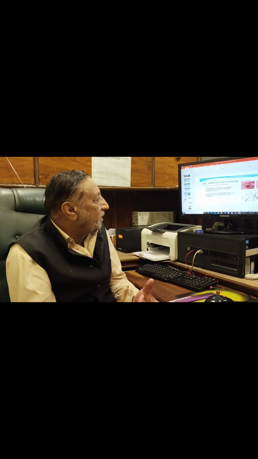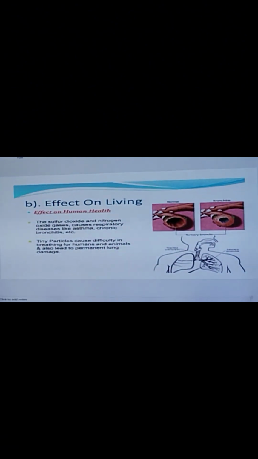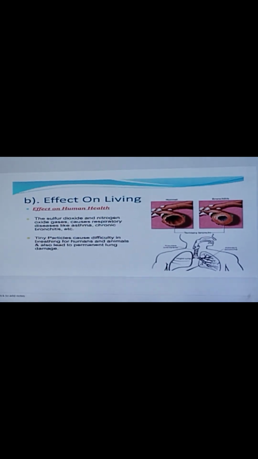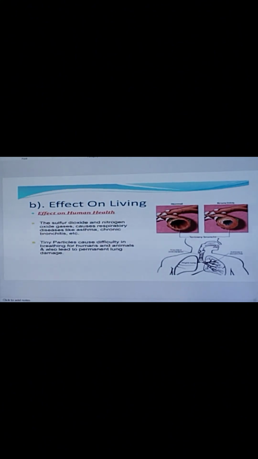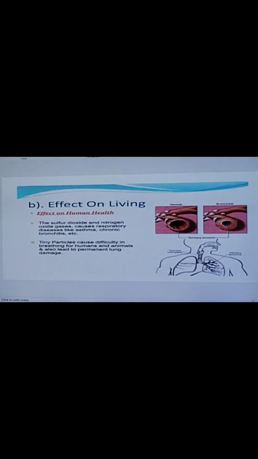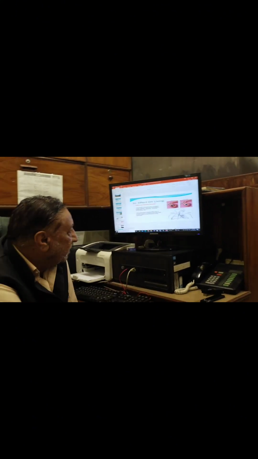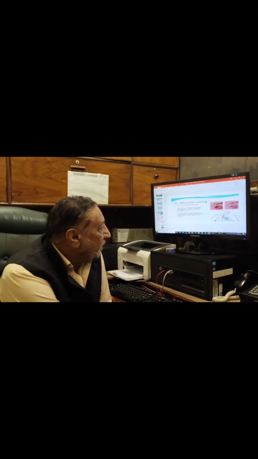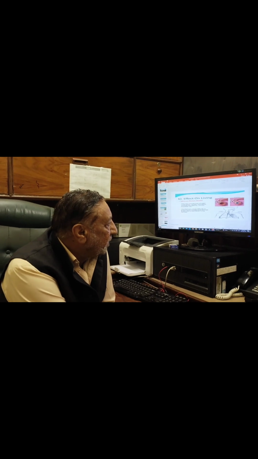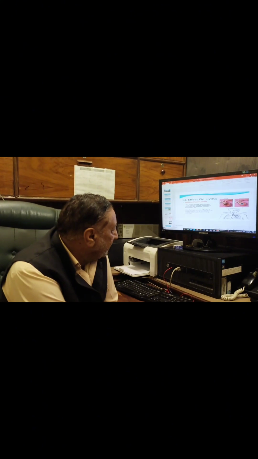Then the effect on the living thing, that is important, and that is, I think, the end of my presentation. Effect on human health: sulfur dioxide and nitrogen oxide gases cause respiratory diseases like asthma and chronic bronchitis. So asthma and chronic bronchitis, the particles cause difficulty in breathing for humans and animals and also lead to permanent lung damage. So you can see how these harmful gases affect the normal lung, and this is bronchitis, and how this comes to the lung. So that is one important effect.